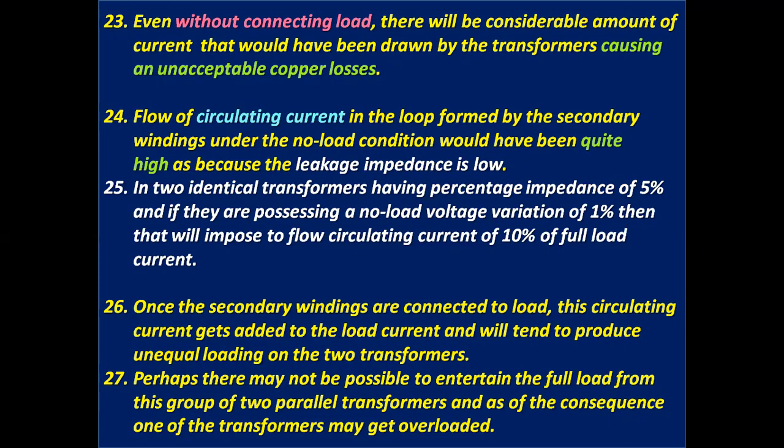Number 25, in two identical transformers having percentage impedance of 5%, if they possess a no load voltage variation of 1%, then that will impose a circulating current of 10% of full load current. Once the secondary windings are connected to load, this circulating current gets added to the load current and will tend to produce unequal loading of the two transformers. Perhaps it may not be possible to supply the full load from this group of two parallel transformers, and as a consequence, one of the transformers may get overloaded.